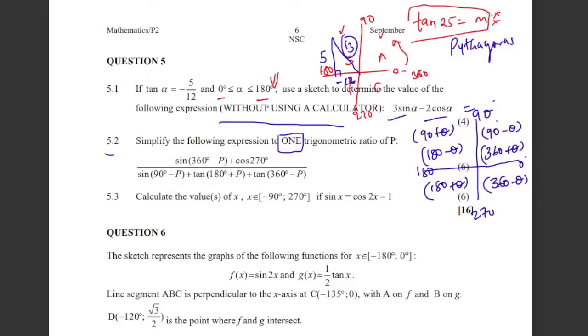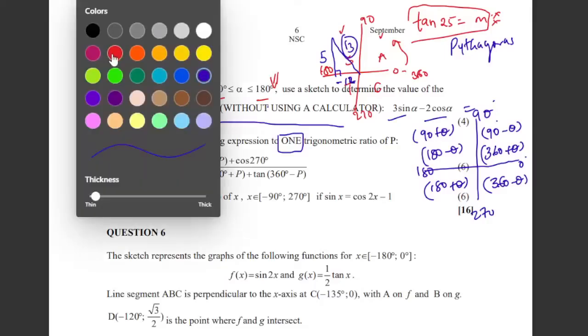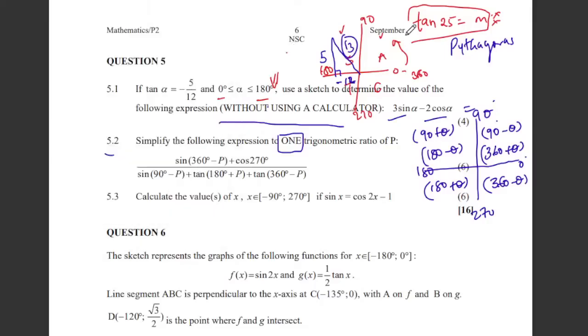Having highlighted those angles, remember which ratios are positive: all ratios, sine, tan, and just the cos. This needs to be applied concurrently. When you look at the first one, sine of 360 minus, that is quadrant number 4, and in quadrant number 4 the sign is negative. So that's a negative sine P.